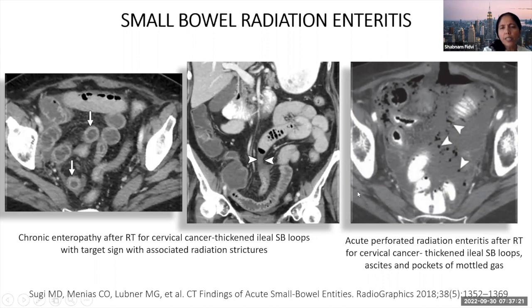The other image is a more ominous case of a patient who developed perforation after having a small bowel radiation enteritis, also a case of cervical cancer treated with radiation. You'll see that the pelvic bowel is thickened. She has ascites, and then also these multiple pockets of mottled free gas within the pelvis consistent with perforation.